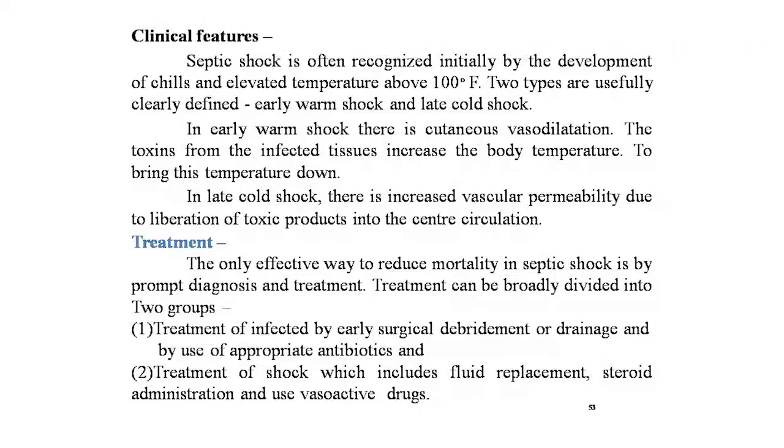Now, the clinical features of septic shock. Septic shock is often recognized initially by the development of chills and elevated temperature above 100 degrees Fahrenheit. Two types are usually clearly defined: early warm shock and late cold shock. In early warm shock, there is a cutaneous vasodilatation. The toxins from the infected tissues increase the body temperature. In late cold shock, there is an increased vascular permeability due to the liberation of toxic products into the circulation.